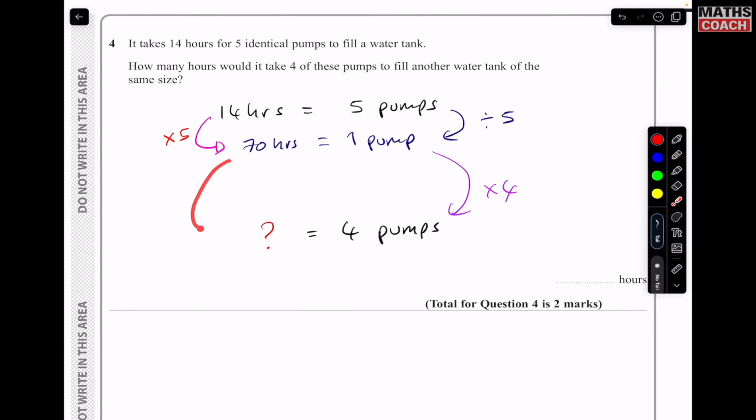But on the other side, once again, it's indirect proportion. All right, so I'll do the opposite. I'll be dividing by 4. So 70 divided by 4, I can get rid of this question mark now. 70 divided by 4 is 17.5 hours. So 17.5 hours is what's needed for 4 pumps to fill another water tank of the same size.